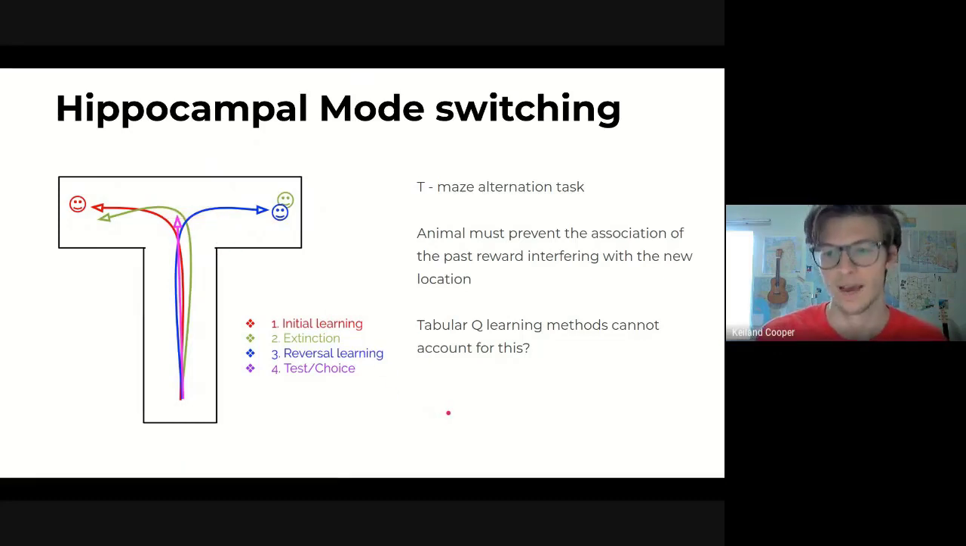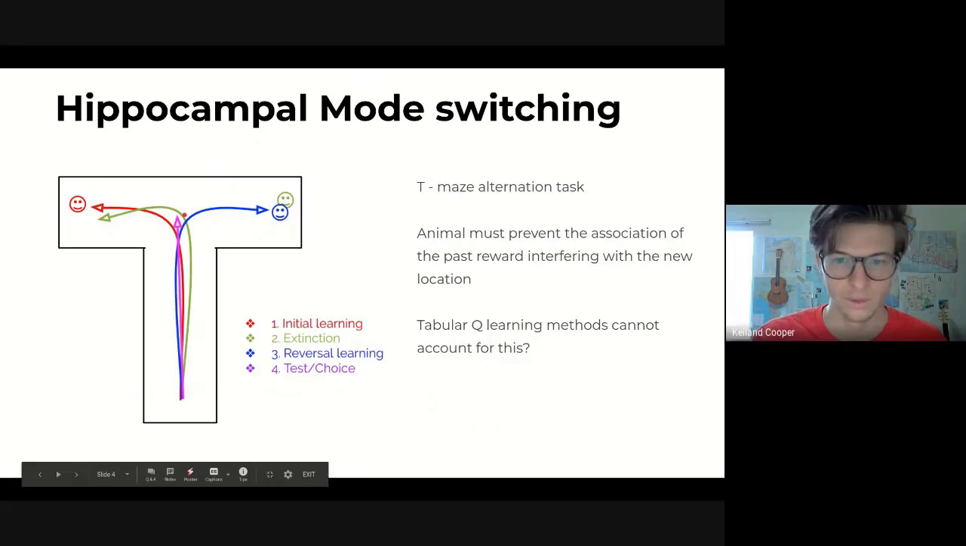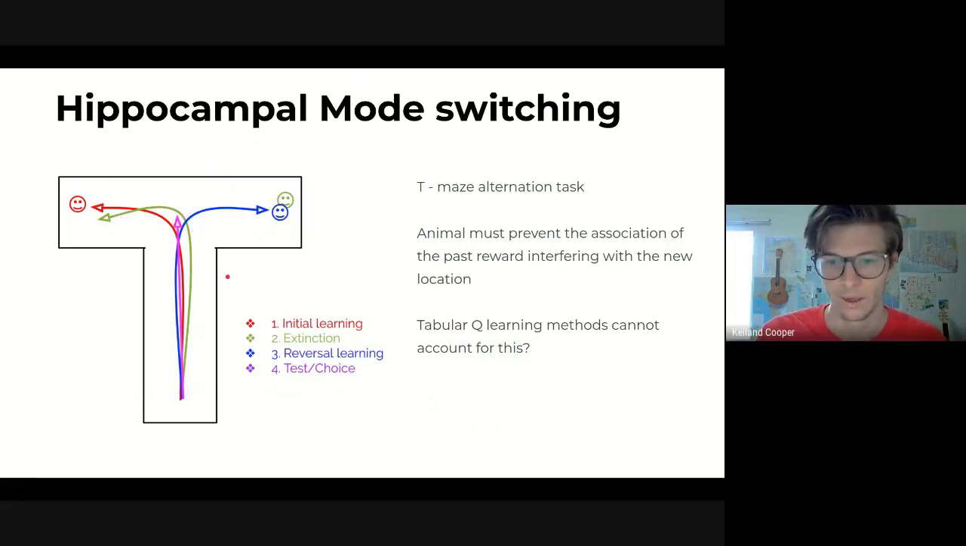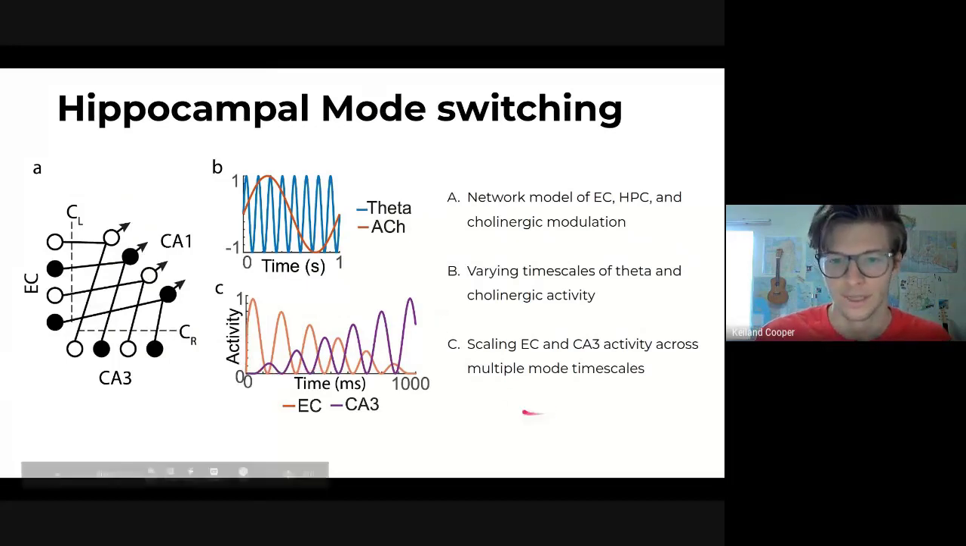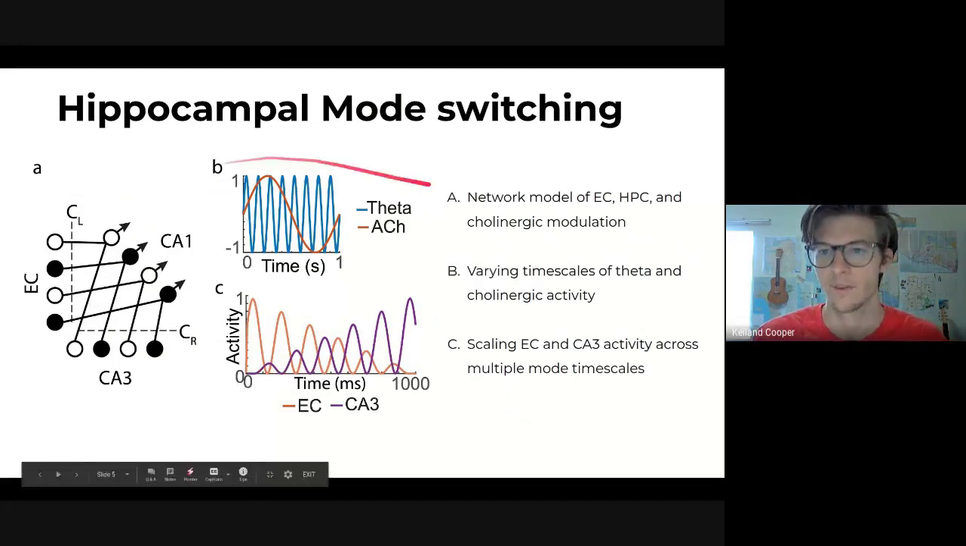I tried to do this with tabular Q-learning methods, and you can't really do this with just your standard Q-learning. Although if anybody has any input on how you might do this with a reinforcement learning method, I'd be really interested, because that's something I'm thinking about right now, to try and model what we have these animals do. So an early model that I worked on in computational neuroscience was this idea of hippocampal mode switching.